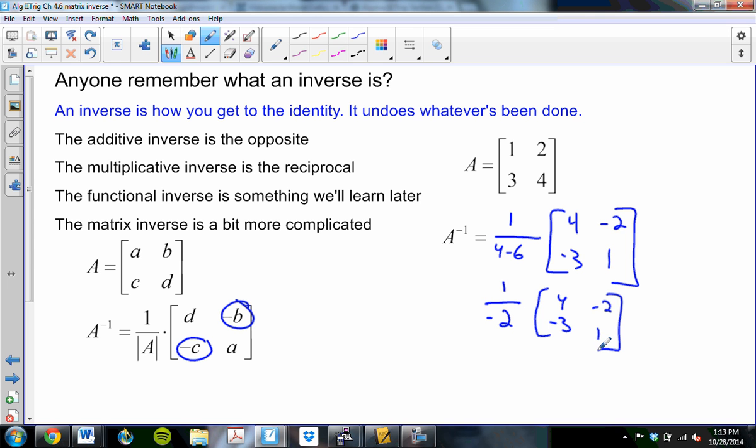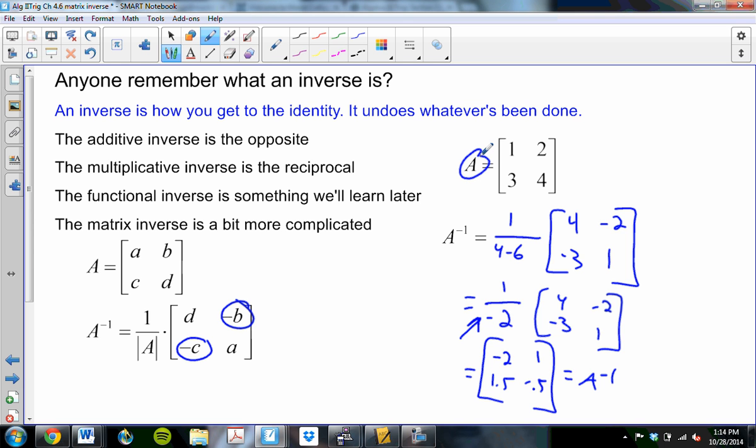When I do that math, I actually do the multiplication. This is a scalar right here. So 4 times negative 1/2 is negative 2. Negative 2 times negative 1/2 is positive 1. Negative 3 times negative 1/2 is 1.5. And this is going to be negative 0.5 or negative 1/2. You can write that with decimals or fractions, I don't care. This right here is the inverse of matrix A.